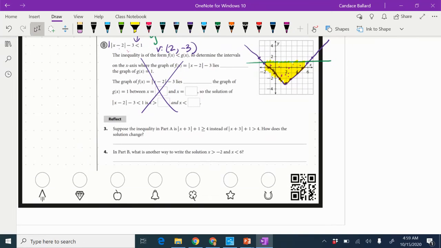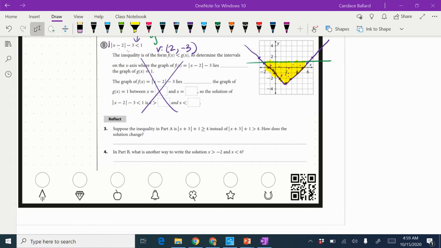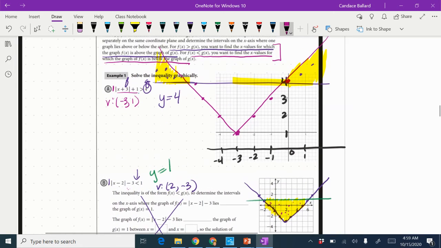So in this video, we're going to continue Explain 1 in topic 3.3, and we're going to work on these reflect questions. It says, suppose the inequality in part A is the absolute value of x plus 3 plus 1 greater than or equal to. So they added an equal to it.